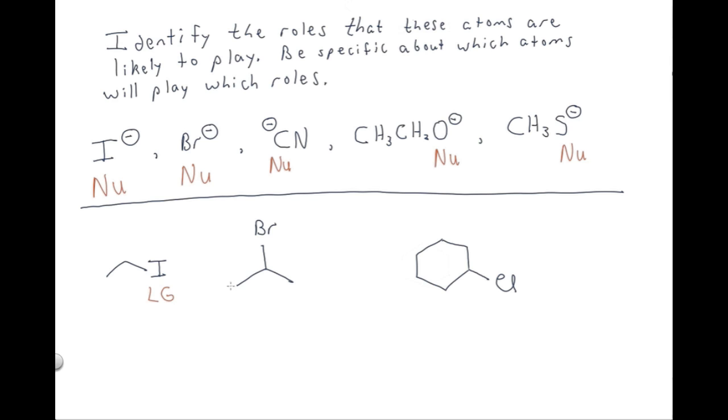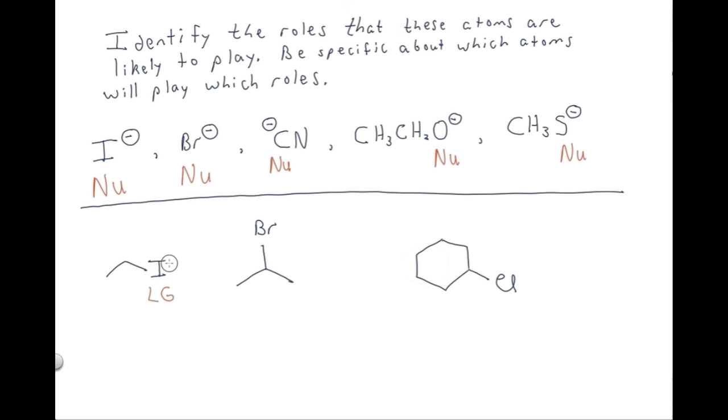This is a great illustration of how crucial formal charges are in organic chemistry. This iodide is a nucleophile, but this iodide is a leaving group. How can you tell the difference? From the formal charge. If you see a negative iodide, that's likely to be a nucleophile. But if you see a neutral iodide, that's likely to be a leaving group.